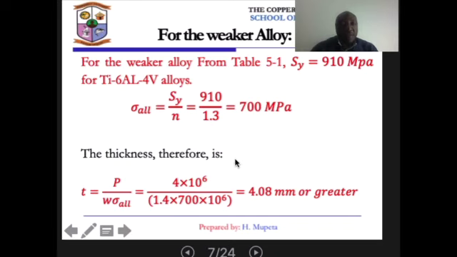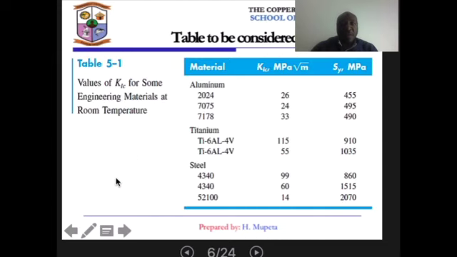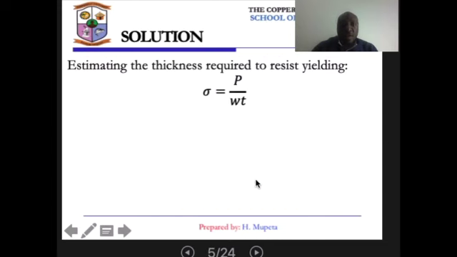The thickness, therefore, will be obtained from the formula we had earlier, which says the stress is equal to the force divided by the width and the thickness.